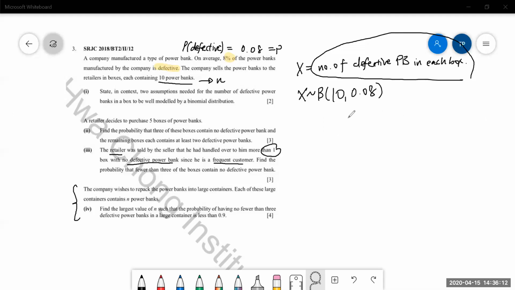Okay. The company wishes to repack the power banks into large containers. Each of these large containers contains N power banks. So now we have an unknown, and they want us to find it. Find the largest value of N. Most likely it's an inequality already, such that the probability of having no fewer than 3 defective power banks in a large container is less than 0.9. Okay, that is English. We need to put it into math.